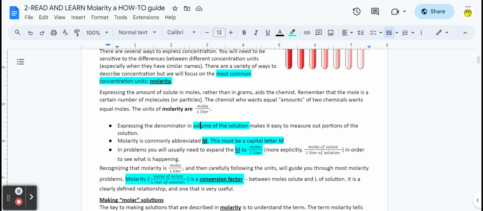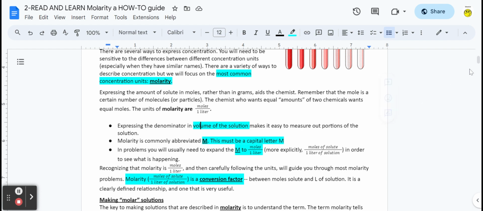All right, so as we go down, we're going to be expressing the amount of solute in moles rather than grams, since we can compare moles more readily. Remember that a mole is a certain number of particles. It is what a chemist would say: equal amounts of two chemicals, we want equal moles. So the units of molarity are moles over 1 liter of solution. In the denominator, we're expressing volume of solution. Makes it easier to measure out the proportions.